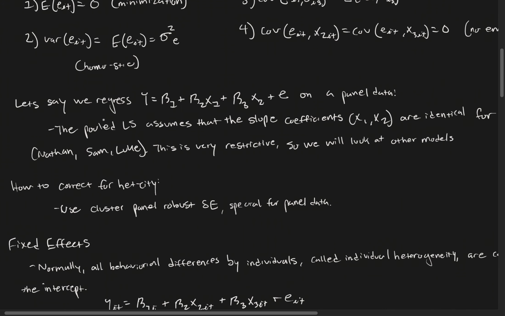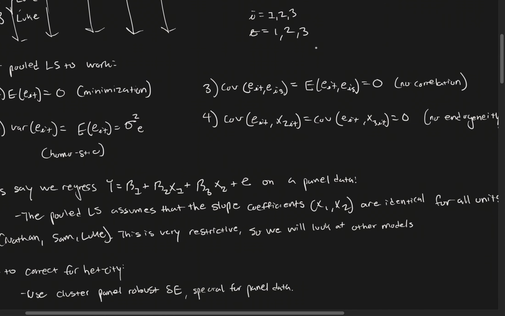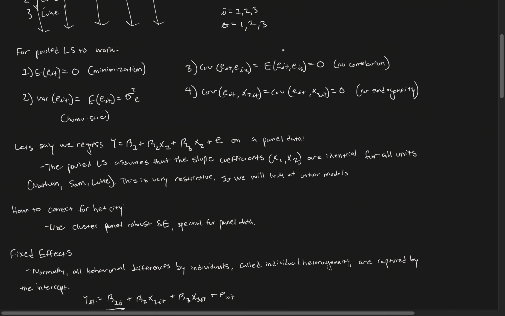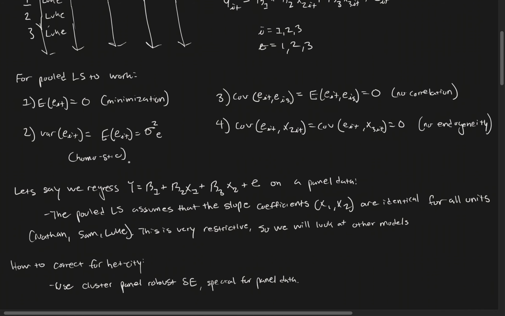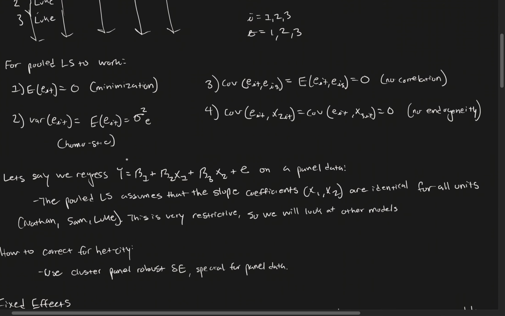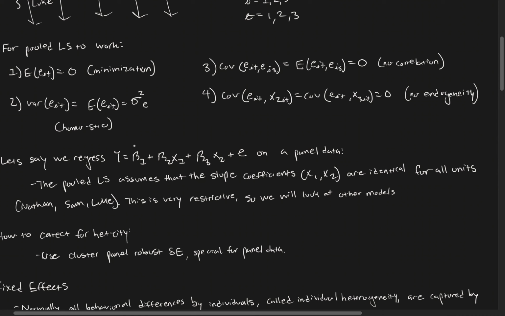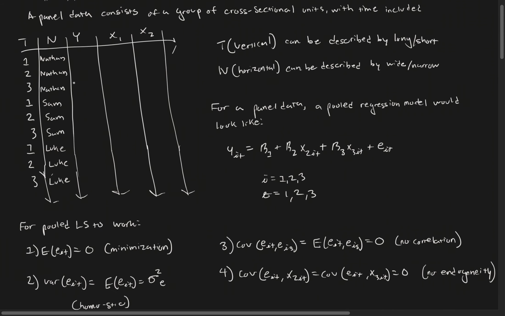So when we regress this function on a panel data, it will assume that these slope coefficients, right here, beta 2, beta 3, are actually identical for all units, in this case, Nathan, Sam, and Luke. And as you can already tell, that's pretty unrealistic and restrictive, which is why we have alternatives to the pooled regression. But when we simply regress this function as a pooled regression, or as an ordinary regression, we have to assume that these coefficients apply to all of these units.